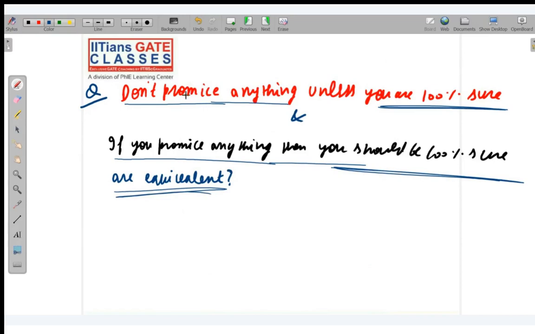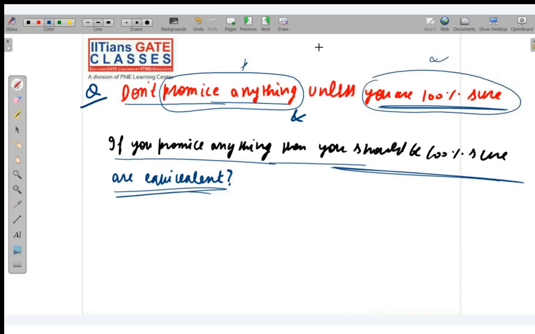So promise anything. Or you can take don't promise anything. Whatever way you want, you can take. I'm taking it as P. You are 100% sure, you are taking it as Q. Unless is or, na. So logic conversion for this is not P or Q. Sorry for that. Promise anything was P, so I have said don't promise anything, so not P. You are 100% sure is Q. So it will be not P or Q.